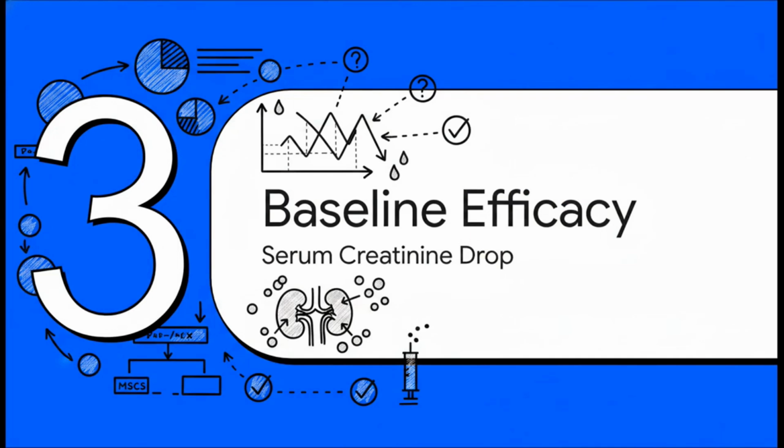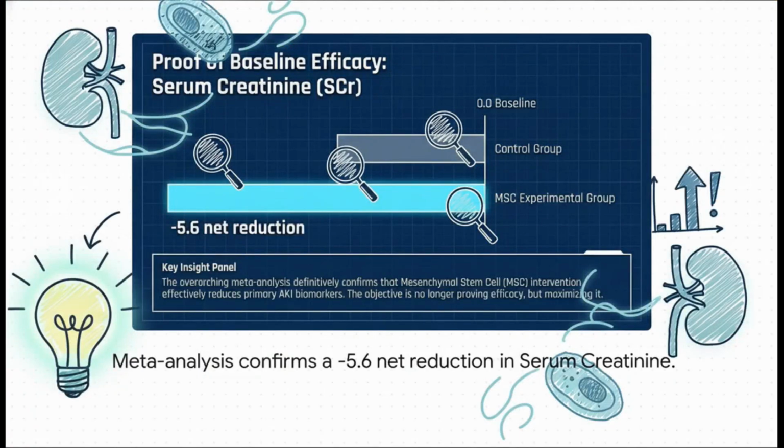Section 3. Proving baseline efficacy. Now that we've got the subject parameters locked down, let's shift gears and look at the actual results of the therapy. Does it actually work? And this brilliantly illustrates that it does. The overarching meta-analysis definitively confirms a negative 5.6 net reduction in serum creatinine when you compare the MSC experimental group to the control group.